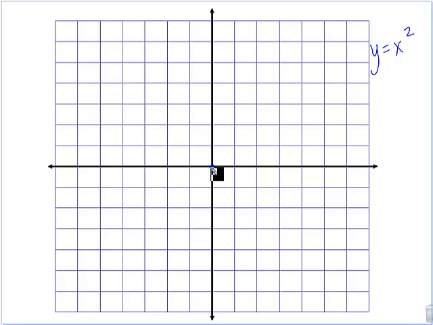So here, if you go over 1, you should go up 1 and have 2 more points for your parabola that way. What happens if you go over 2 in the x direction? You end up going up 4, because 2 squared is 4. So if I go over 2, I should go up 4. And there's the parabola.